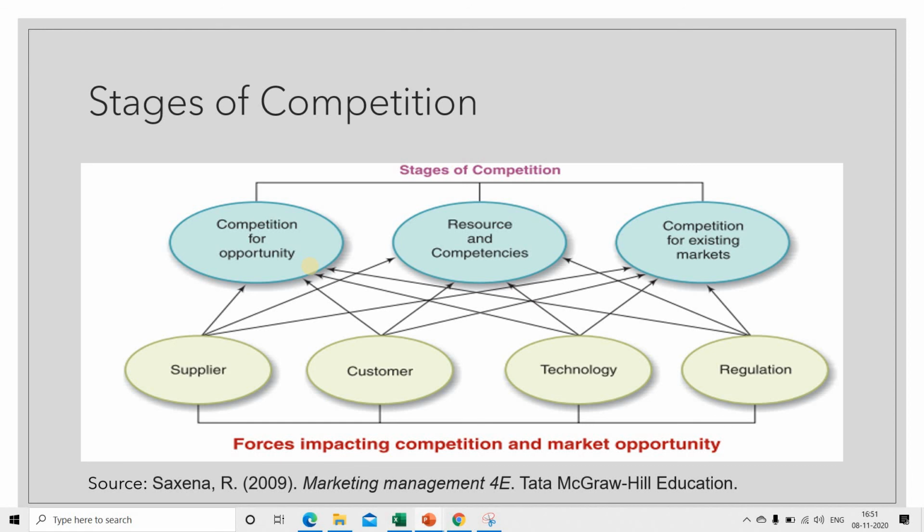And the third one is competition in the existing markets. That is how you can differentiate yourself and how you can position yourself as a favorable brand in the minds of the consumers.